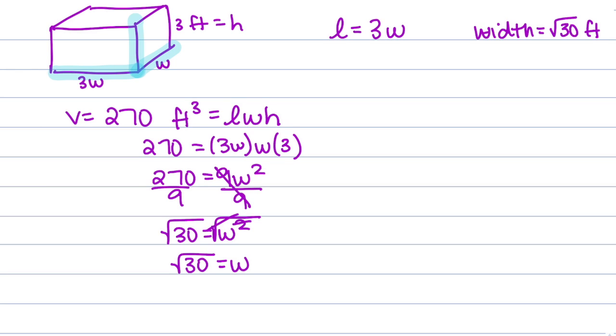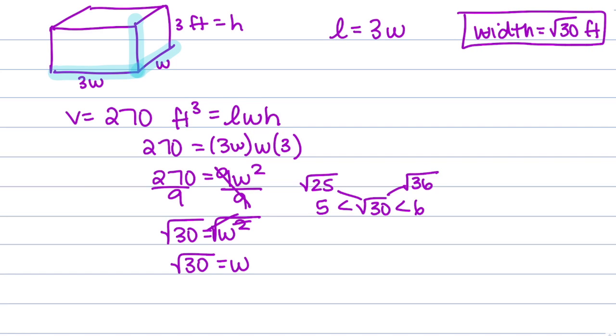Now, just so that you can kind of imagine what that is, square root of 30 is between 5 and 6, because this is the square root of 25 and this is the square root of 36, and 30 is between both of those. So maybe it's around 5.5. Now, that's the width. We need to also find the length. They told us that the length is 3 times w, so 3 times square root 30. Since the 30 is inside the radical and the 3 is not, we simply write it as 3 square root 30. And then this is also in feet.